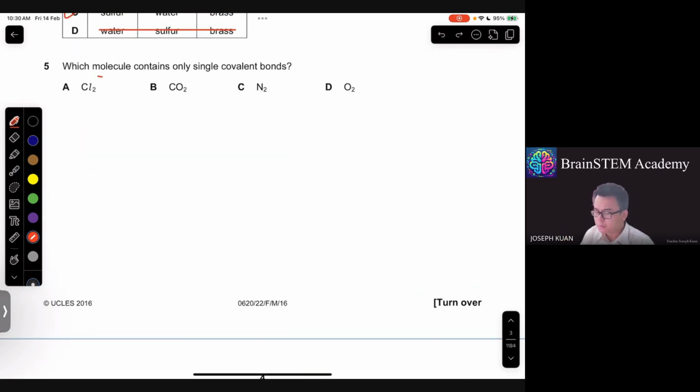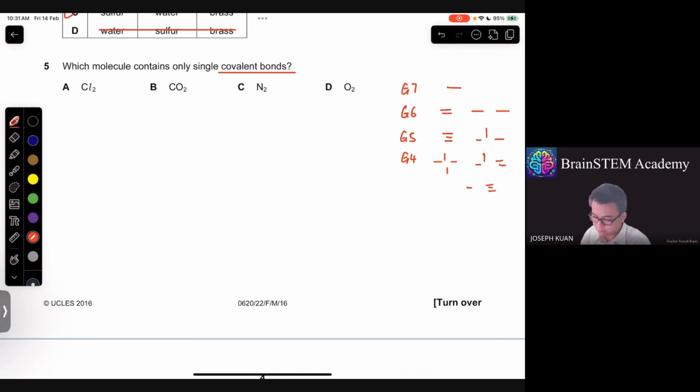Number 5, which molecule contains only single covalent bonds? Now, the technique for covalent bonds is that group 7 elements form a single covalent bond. Group 6 elements form a double covalent bond or 2 single covalent bonds. Group 5 elements form a triple covalent bond or 3 single covalent bonds, for example. And then group 4 elements form 4 lines. So either 4 single covalent bonds, or single, double, single, triple, those are the variations possible.